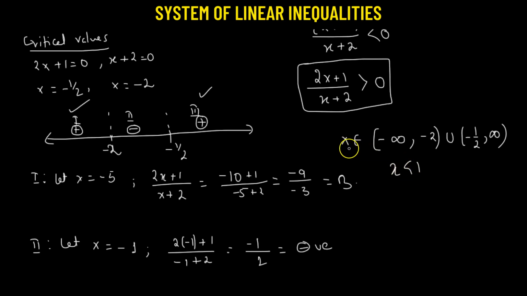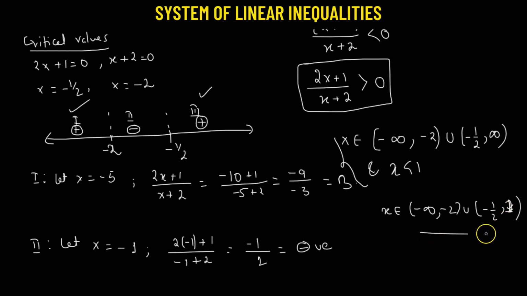So we have one solution giving x belonging to negative infinity to negative 2 union negative half to positive infinity. And we have another condition, x is less than 1. So our actual solution will be x belonging to negative infinity to negative 2 union, and we have to consider values going from negative half, not to infinity, but to 1 only. So this is the solution that we have obtained from case number 2.